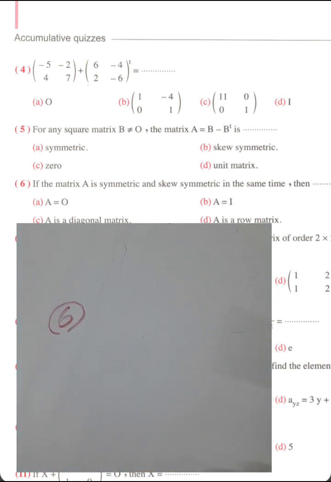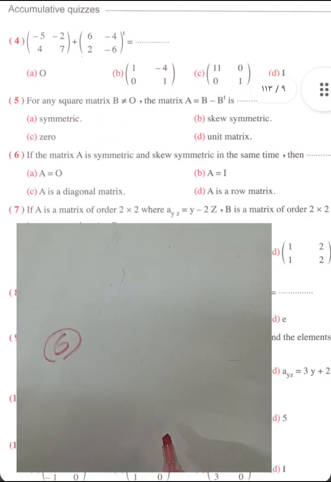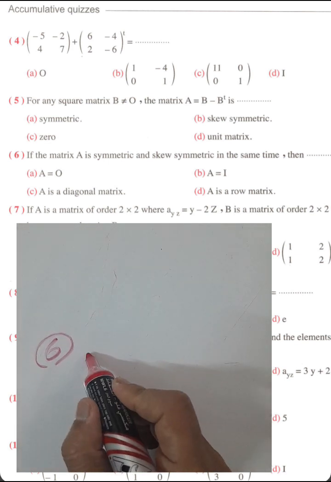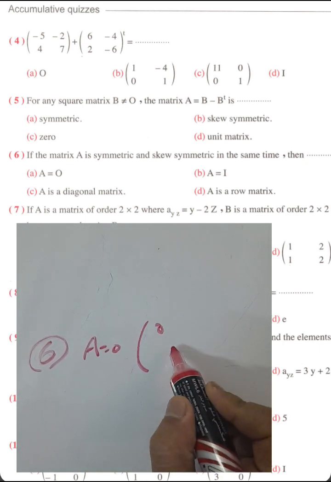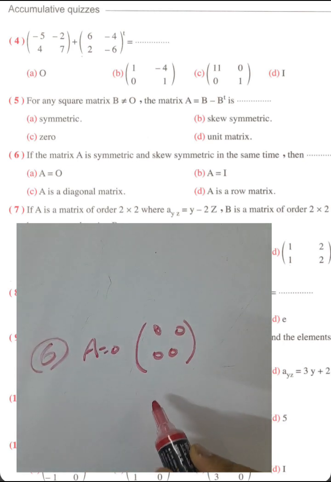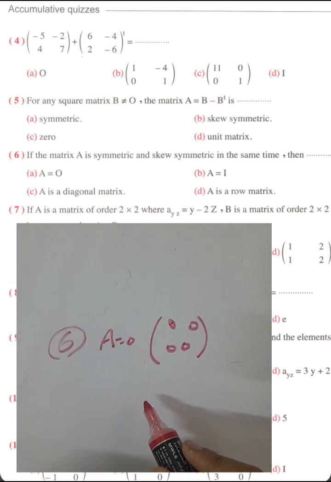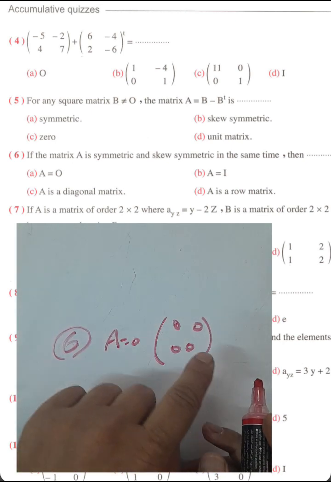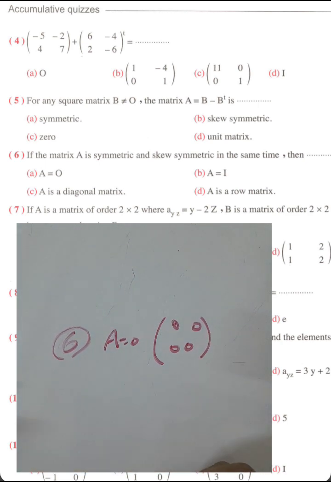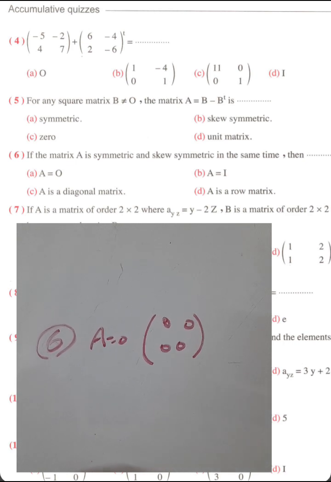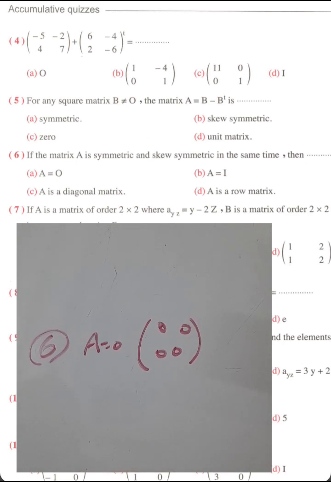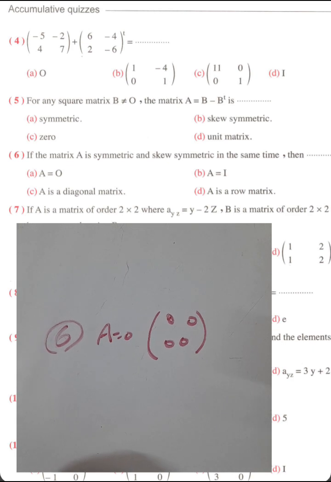If the matrix A is symmetric and skew at the same time, then what can we call it? It will be 0. Then matrix A will be 0, 0, 0, 0. Understood? If matrix A is symmetric and skew at the same time, we call it equal to 0. Then the matrix here will be matrix O. Matrix O refers to 0, 0, and 0. Understood?